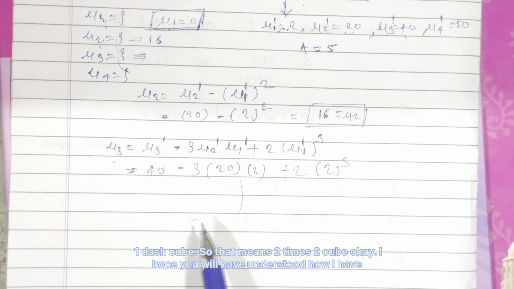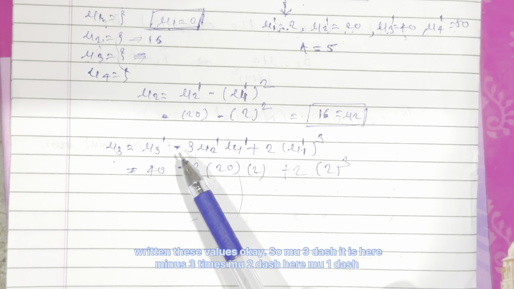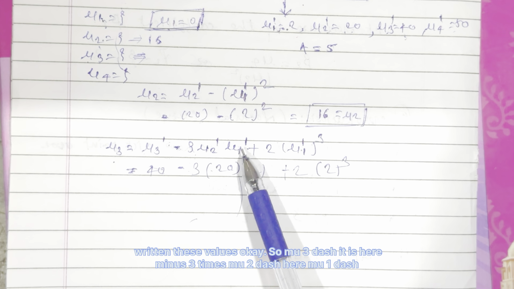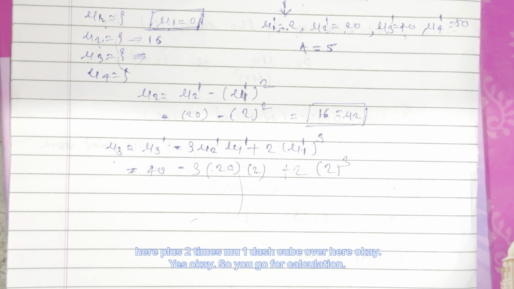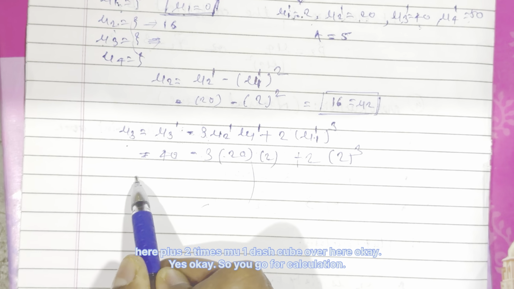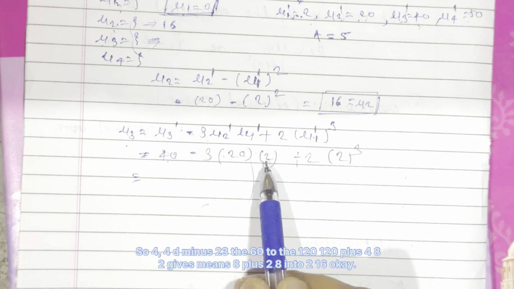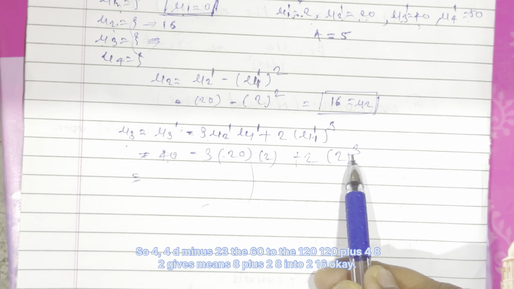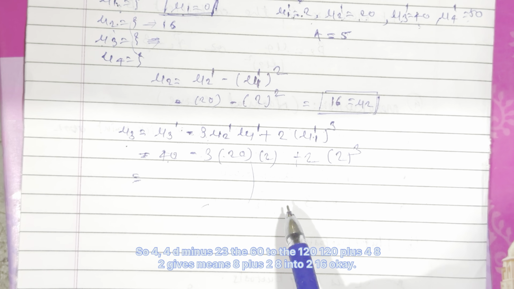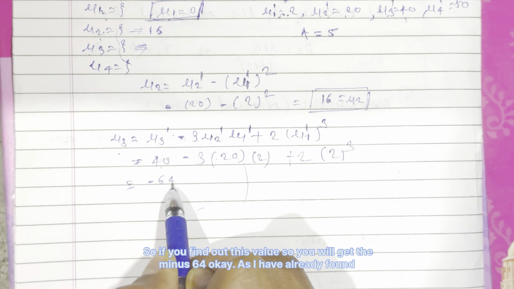I hope you all have understood how I have written these values. So mu3 dash is here, minus 3 times mu2 dash here, mu1 dash here, plus 2 times mu1 dash cube over here. So let's go for the calculation. 40 minus 3 times 2 times 20, that is 120, plus 2 times 2 cube, which means 2 into 8, 16. If you find out this value, you will get minus 64.